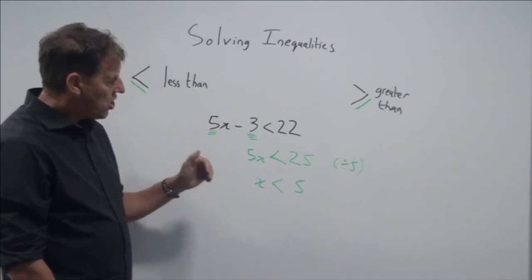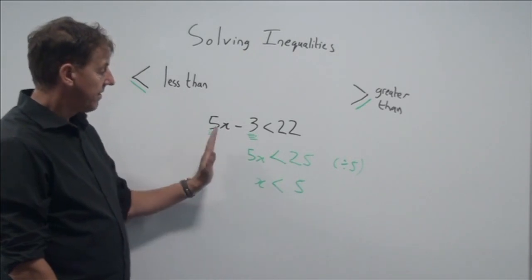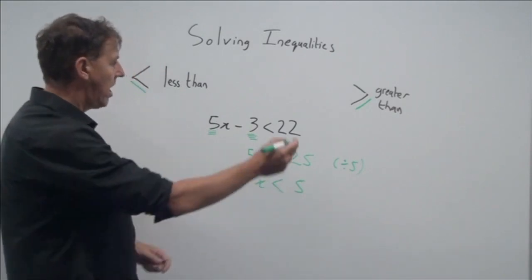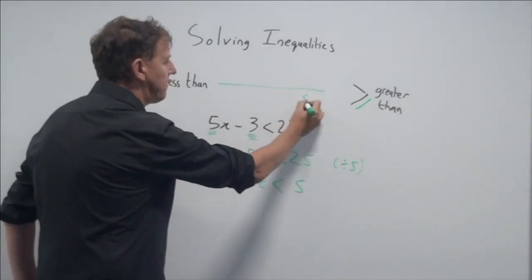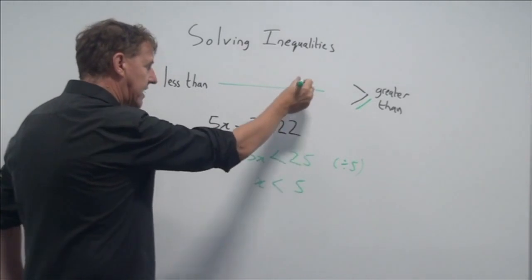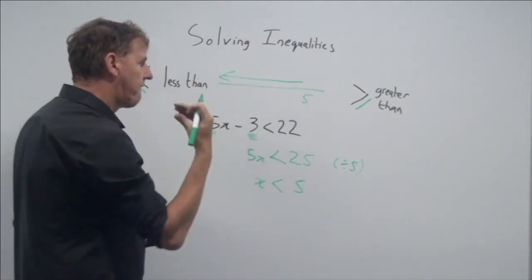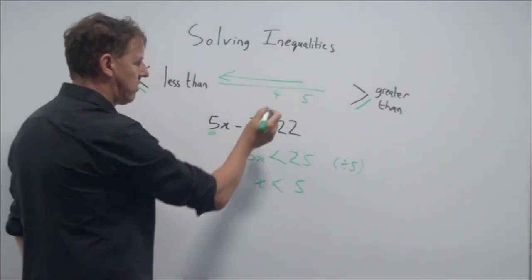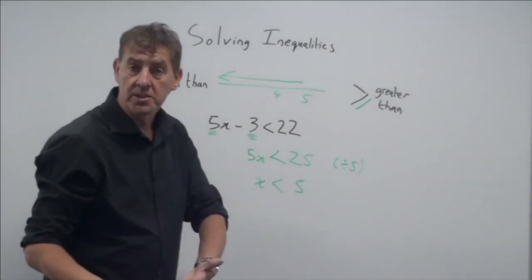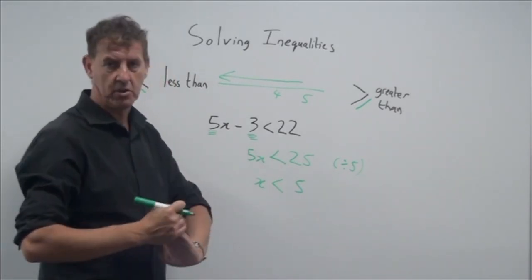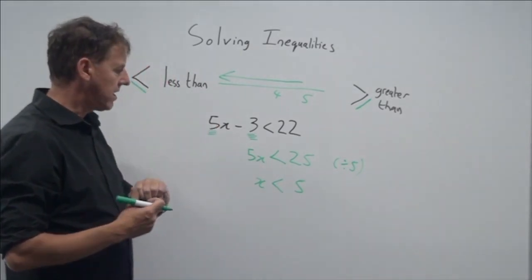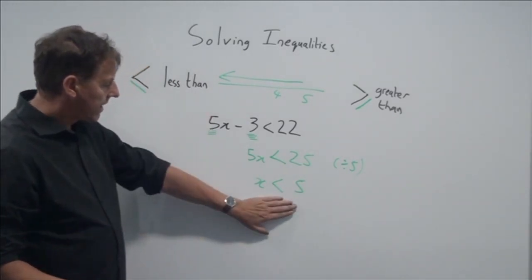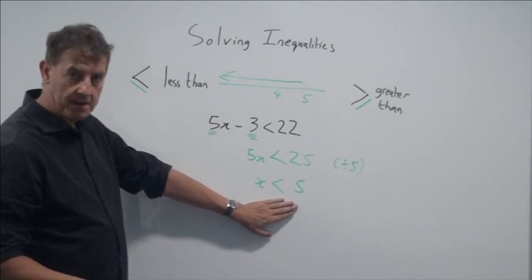So what would be the largest whole number that satisfies that inequality? The answer would be 4. Just imagine a line here. There's your 5. The inequality sign is less than, so you're moving this way. What's the first whole number that you come across? It's 4. So if somebody wanted to know the largest whole number that satisfies that inequality, you could definitely say it was 4. But the solving of the inequality, the answer is x less than 5.